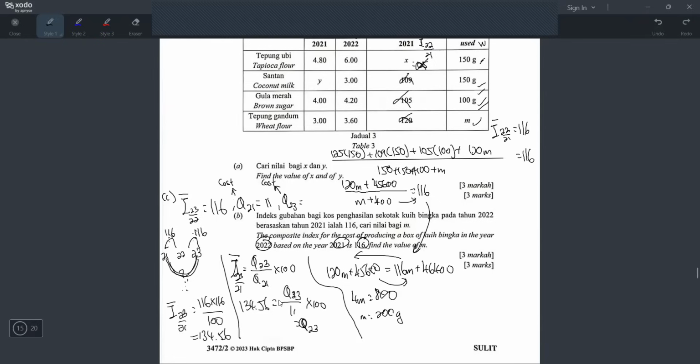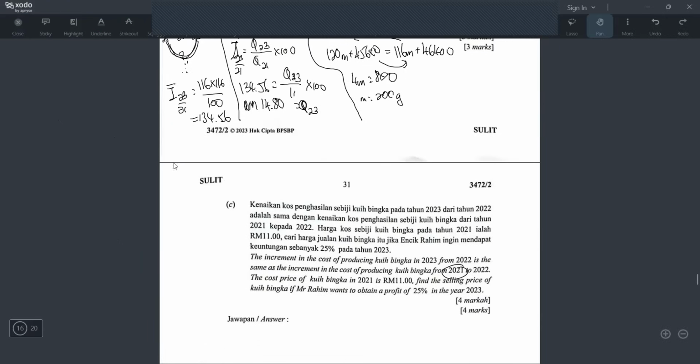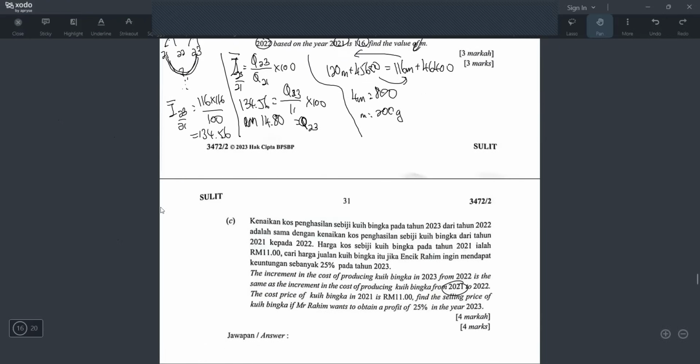So 14.8016. But this is a price, so I don't think you have to write 8016. I think 80 is enough. And write RM. But don't forget, this is the cost price, right? Because I remember the question mentioned something about 25%. So let's read again. Find the selling price. So this is not the selling price, this is the cost price, right?